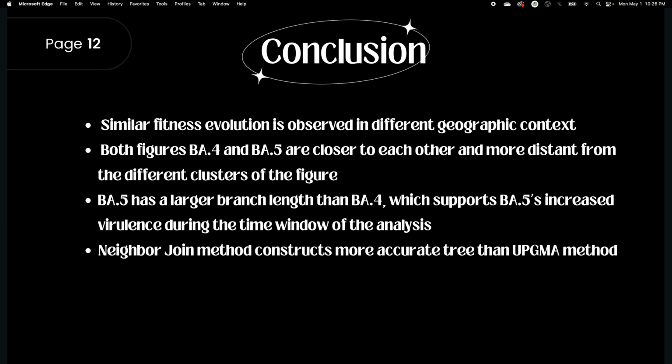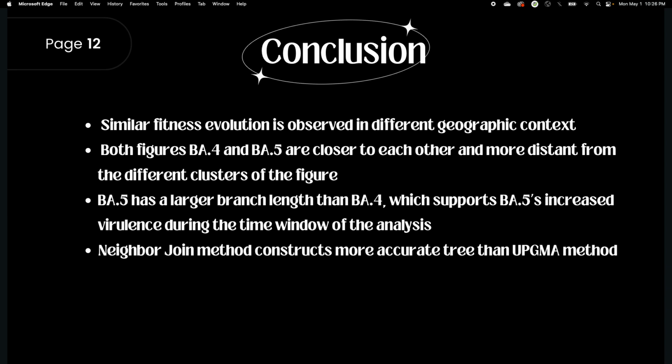That means that BA5 and BA4 have a higher possibility of leading the situation, and it has been validated by the fact that during the time span of our research, we saw a sharp rise in the cases, which was basically due to the BA5 subvariants. And we can also see from the tree that BA5 has a higher branch length than BA4. That means that a specific rise in the cases was caused by BA5.